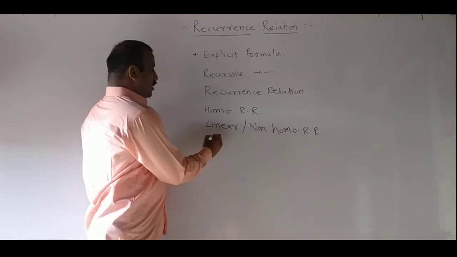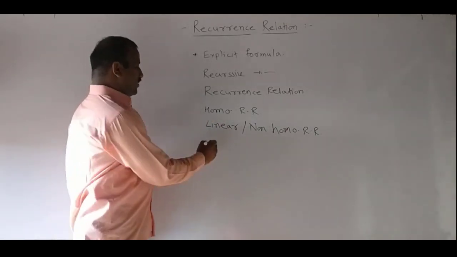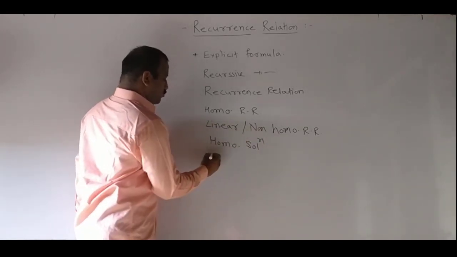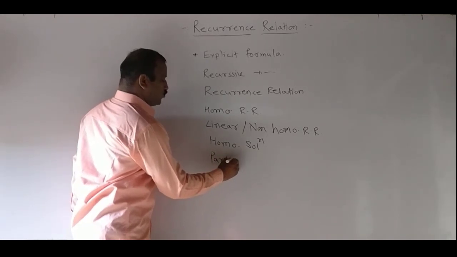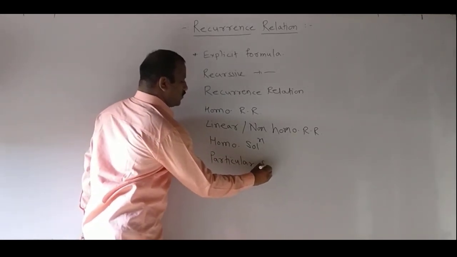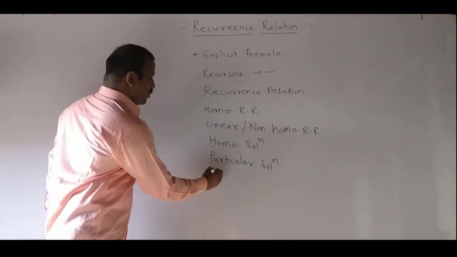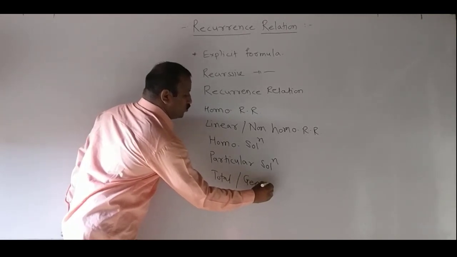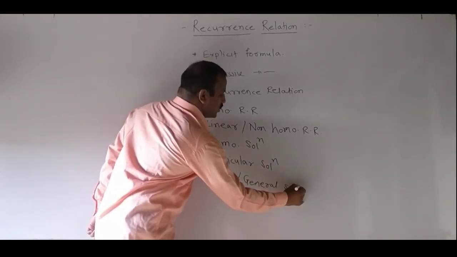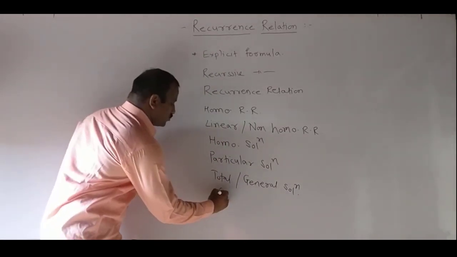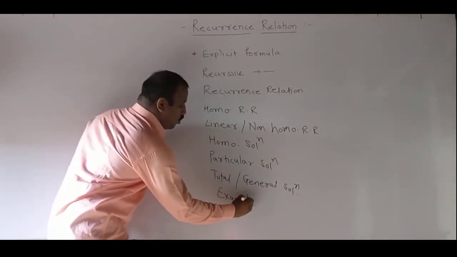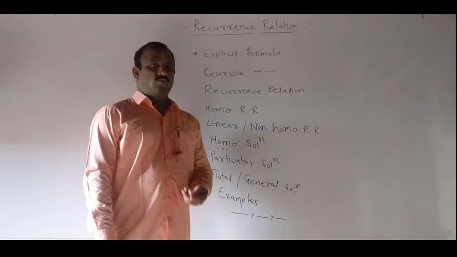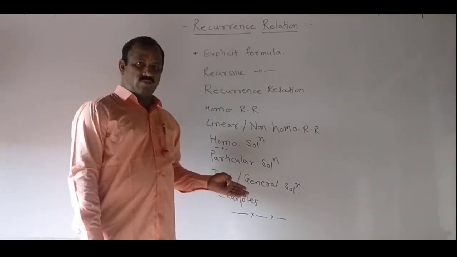Then we have to see definitions of their solutions. That is, first of all, we have to see the definition of a homogeneous solution. Then we have to see what is the concept of a particular solution. Then we have to see what is the definition of a total solution, which is also called a general solution of a recurrence relation. And we have to see examples depending upon all these articles. This is the content of this particular topic, that is recurrence relation. We will see these articles one by one.